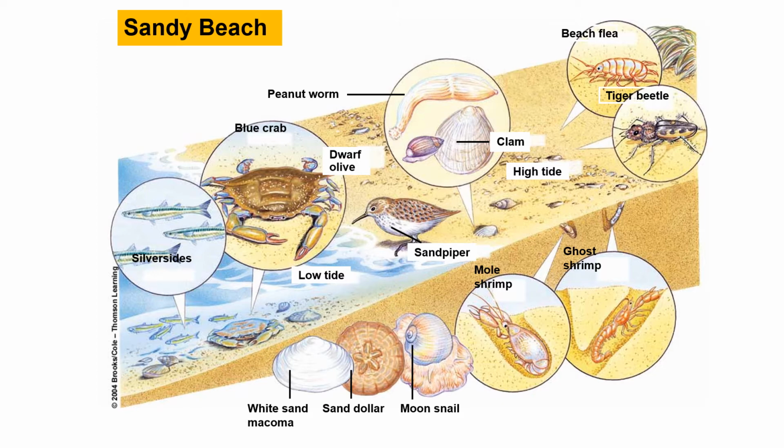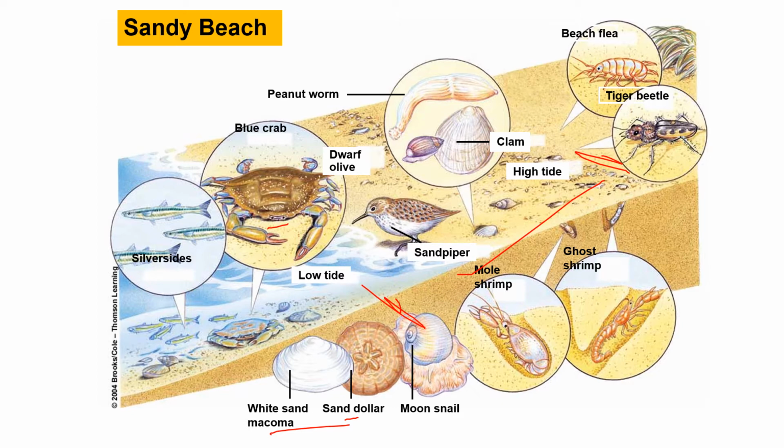And in this region, you can find that most organisms are highly adapted to a burrowing lifestyle. From the highest high tide to the lowest low tide, that region is basically called the beach. In this region you can find different organisms during the high tide and different organisms during the low tide. The most common organisms are the crabs. The blue crabs and different crabs are there. Then you can find the sand dollar, the moon snail, and the macoma, and shrimp, ghost shrimp, and mole shrimp. So these are all basically burrowing habitat organisms.